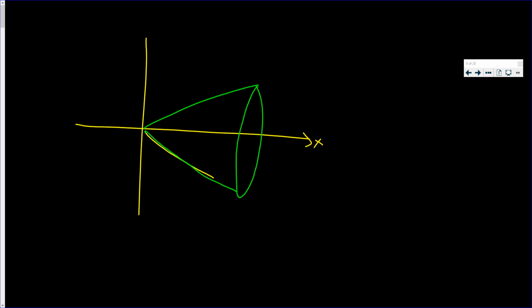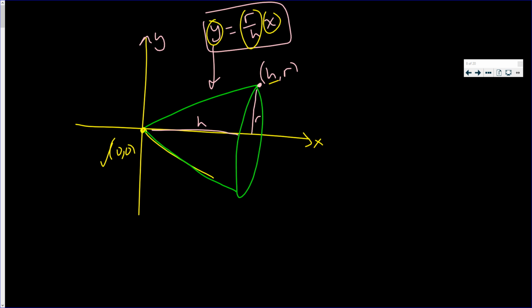And I can show you that's true. I know 2 points on the line. 0, 0 is on the line. And r over h times 0, yep, that gives me 0. That point's on the line. And if I plug in h for x, I get y is equal to r over h times h, and I get r. So that point's on the line.